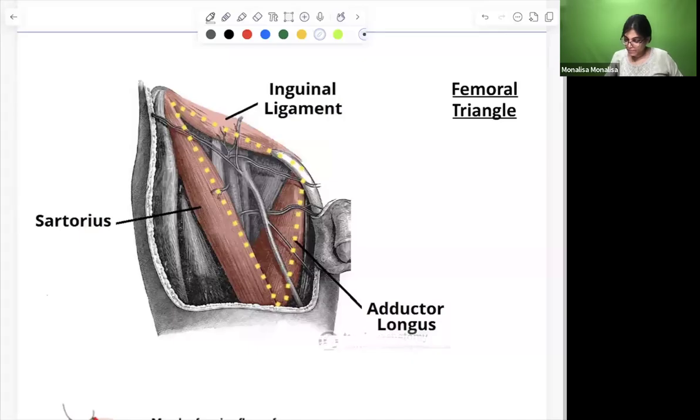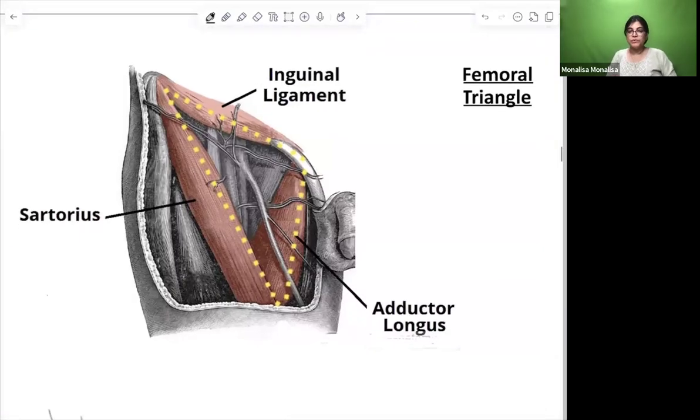Now coming to the lower limb part. So basically we will go with a few other important topics. So everyone, can we go with the femoral triangle? In the lower limb, we have to know about the movements of the hip joint. We have to know about the injuries of the knee joint. We have to know about the femoral triangle, adductor region and nerves.